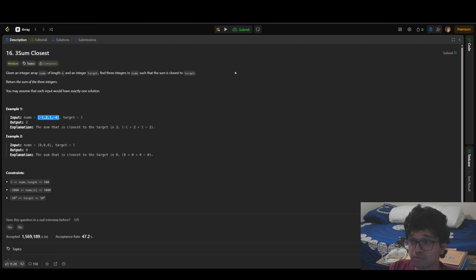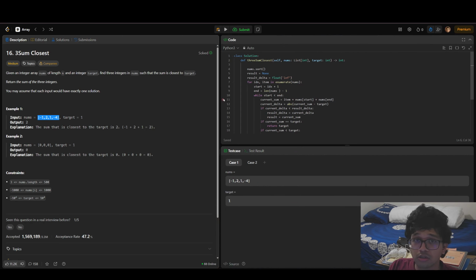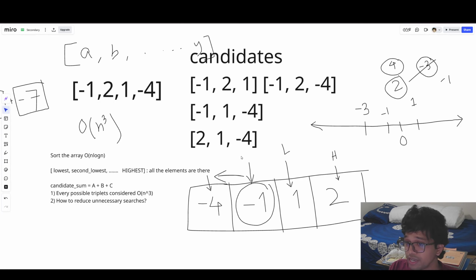I'm going to add the code in the comment. So that's pretty much about it. We are going to go through each item one by one, and we are going to have 2 pointers, low and high, and we're going to calculate the sums. As we go through each item one by one and 2 pointers are involved, this is easily a big O of n square solution.